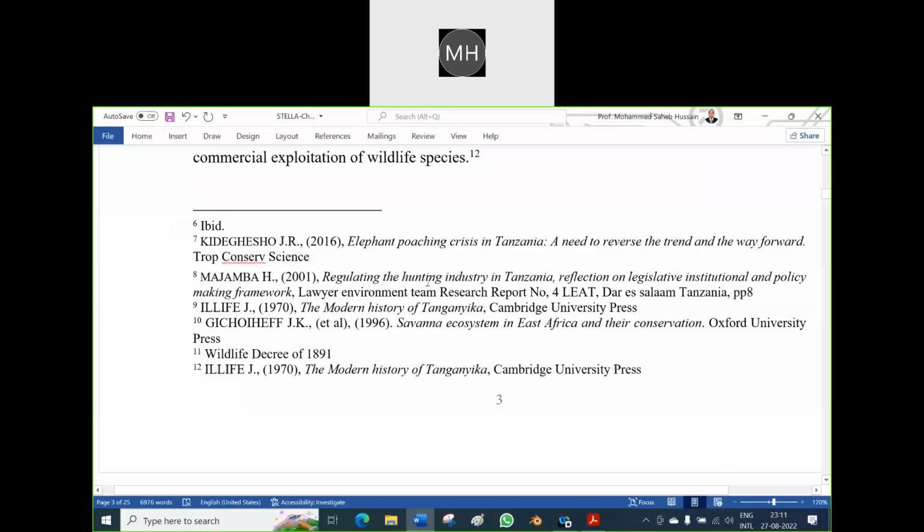And when you write it, okay, elephant poachers crisis in Tanzania. It is a title of, I don't know whether it is a book or, Stella, you tell me whether it is a book, or a journal, a report, a thesis, or a dissertation? It is an article, Professor. Footnote seven? It is an article. Where is the article? Where is the title of the journal?